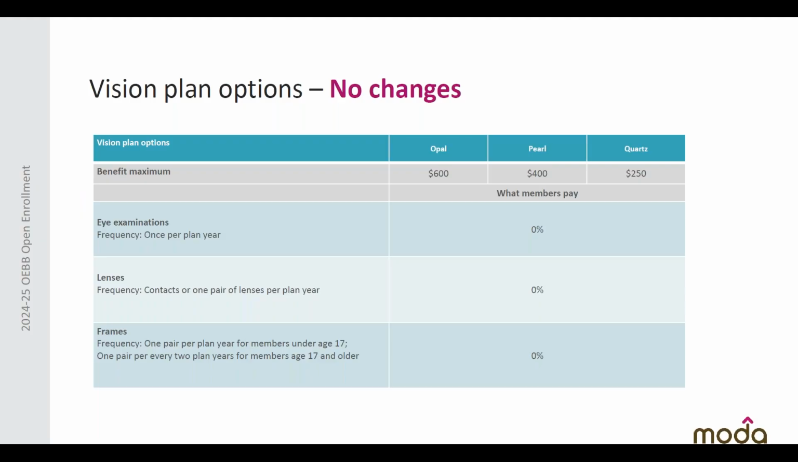Now, moving on to vision. There are no changes to our vision plans. We still offer Opal, Pearl, and Quartz. There's a $600 benefit maximum for Opal. Pearl is $400, Quartz is $250. All the plans work the same way, it just has a different benefit maximum. So eye exam, lenses, and frames are all covered at 100% up to your benefit maximum.